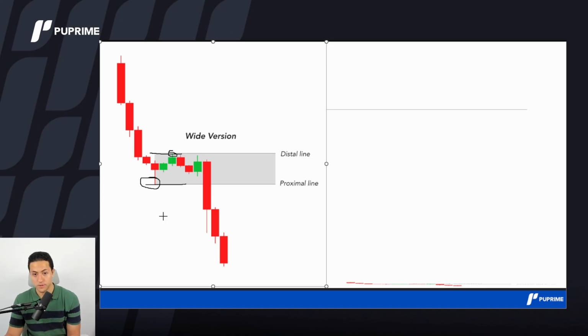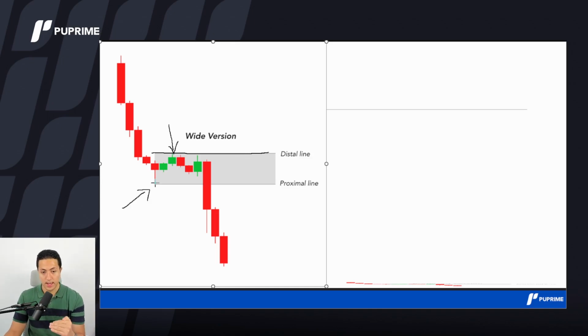This is the wide version. So in the wide version, you just take all of the range, all of the base candles. Where's the highest wick in the base candles? In this case, it's this one. And where's the lowest wick in the base candles? It is this one. This is your distal line because it's the farthest one. I don't care about the names. You just know that this is where you should have your line drawn. This is a critical price. And the lowest one is the proximal line, okay?